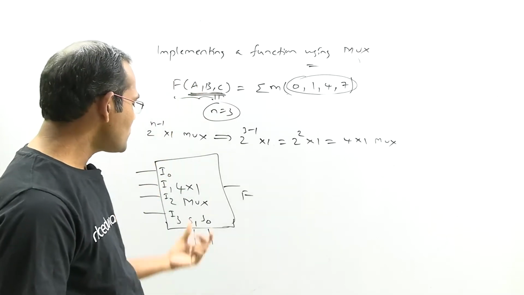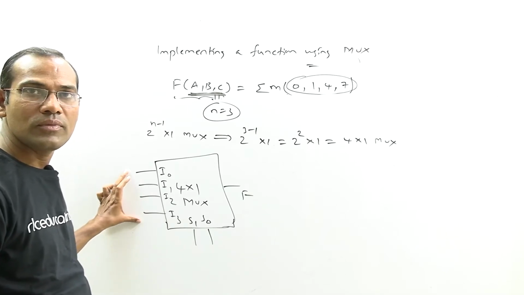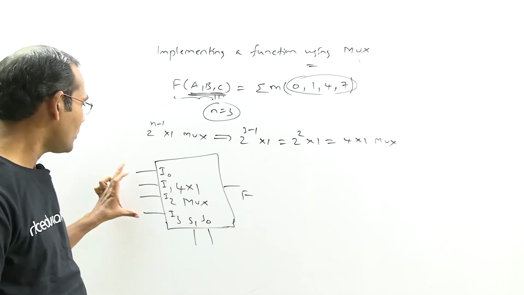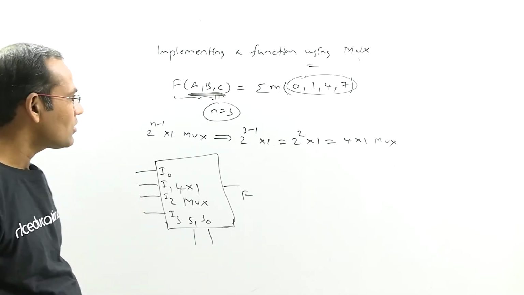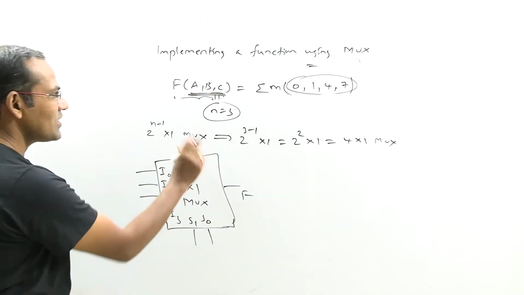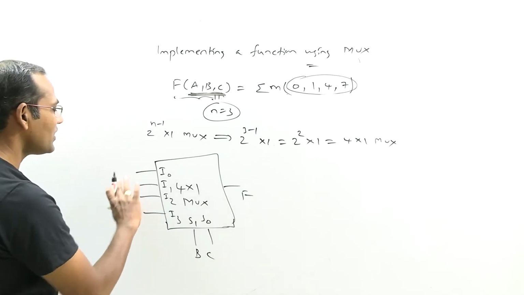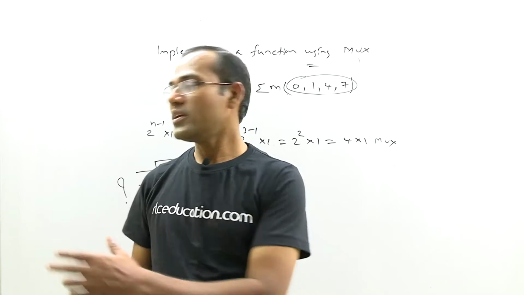Just use 2 here. The third variable will be used here now. 2 variables here, 1 variable here. 1 variable as input, 2 variables as selection. You can use any 2 here, it doesn't matter. Suppose if you apply BC here, A will be connected here. Now I will verify whether it is A or A bar that should be given here.